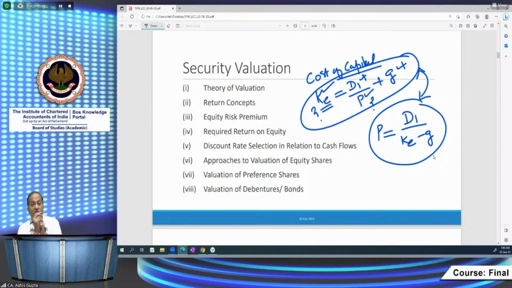Similarly, in the case of a debt, a debenture, if you recall, we are normally provided with the YTM.